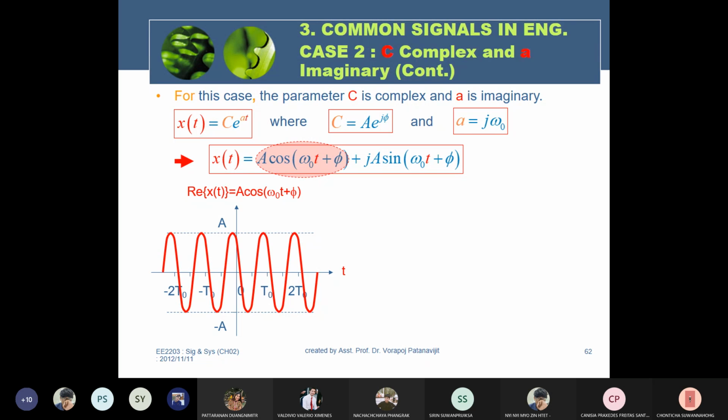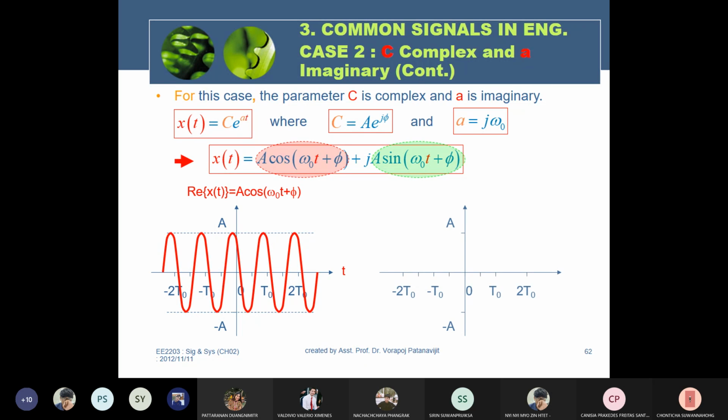Yeah, you will know where it came from. Okay. And the peak of cos is 1, right? The peak of cos is 1, but in this case, you normalize them, multiply them by A. Yeah, by A.